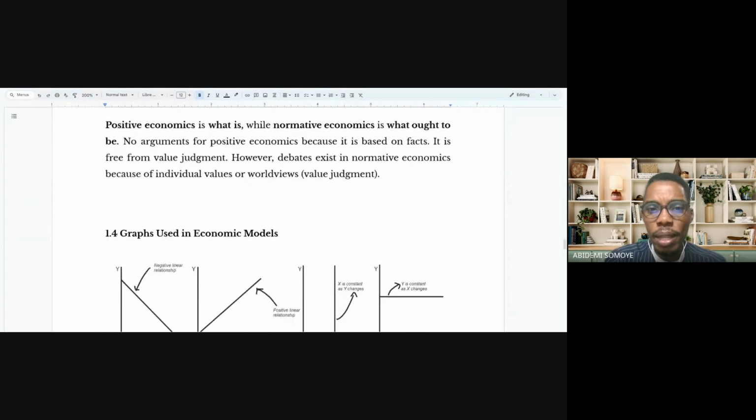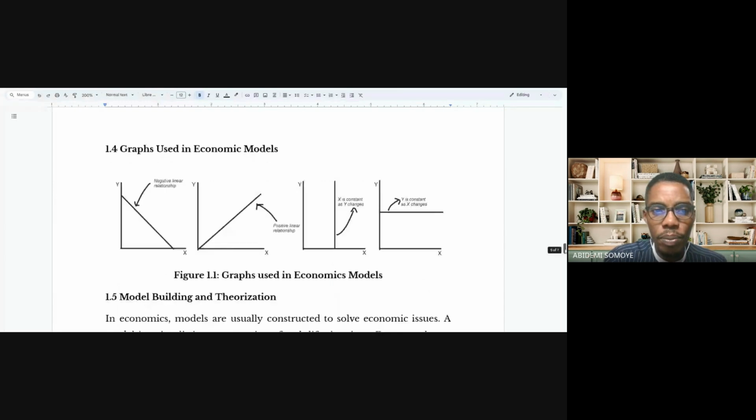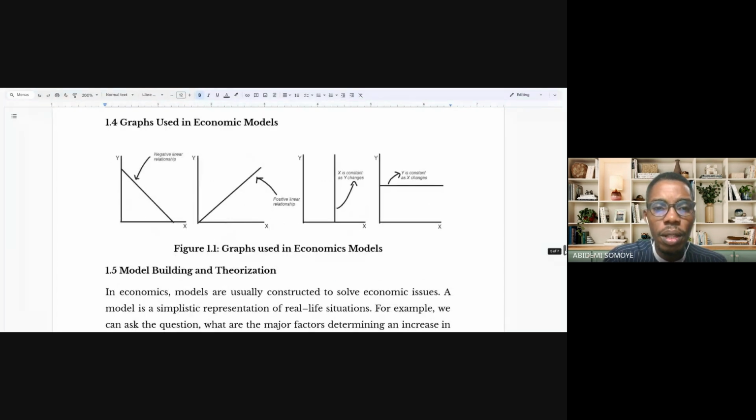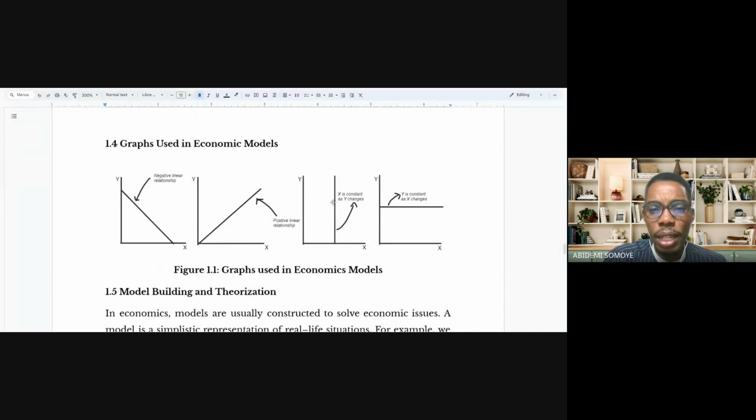Okay, debate exists in normative economics because of individual values or worldviews, value judgments. All right. These are some of the graphs that are used in economic models.